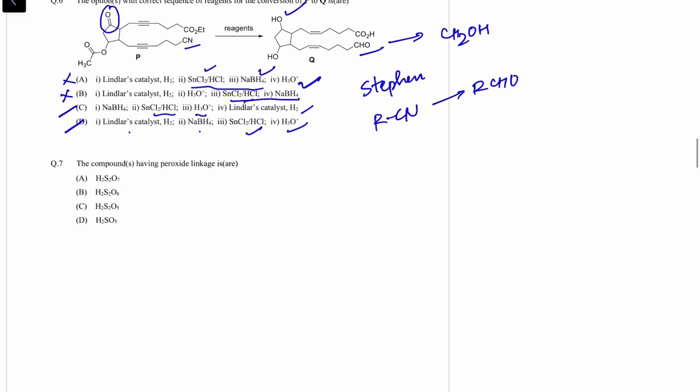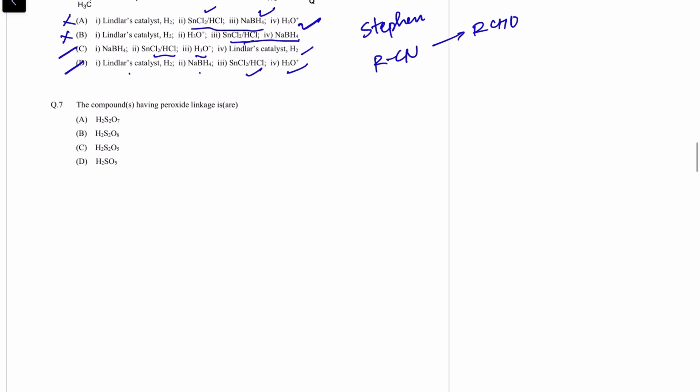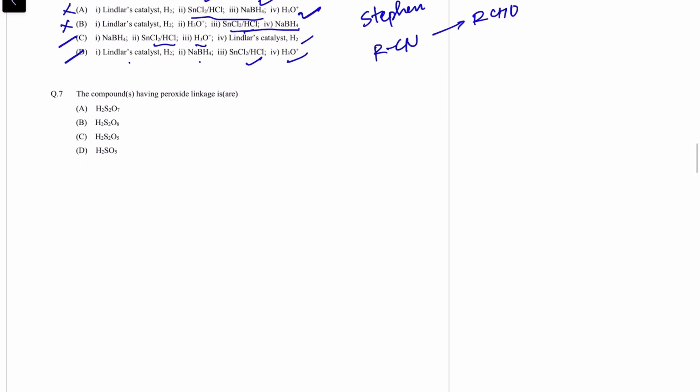Moving to question number 7, a very easy question. There have been many questions based on the oxoacids of different nonmetals in JEE Advanced. The compounds having peroxide linkage is R. So you basically have to know the structure of these oxoacids. H2S2O7 is this. It's basically pyrosulfuric acid with an S-O-S linkage but no peroxide linkage. H2S2O8, yes, it contains one peroxide linkage.